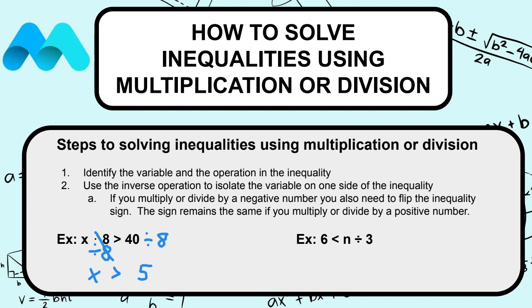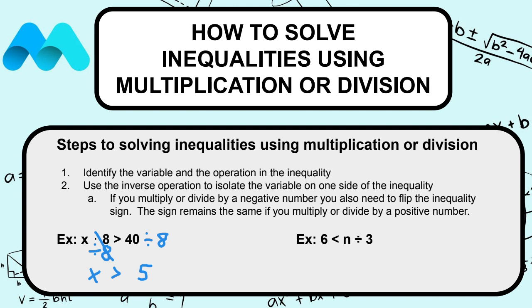That means any number greater than 5 is a solution to this inequality. So that could be 6, that could be 7, that could be 8, that could be 1 million, that could be a billion, that could also be 5.001. Any number greater than 5 is going to be a solution.